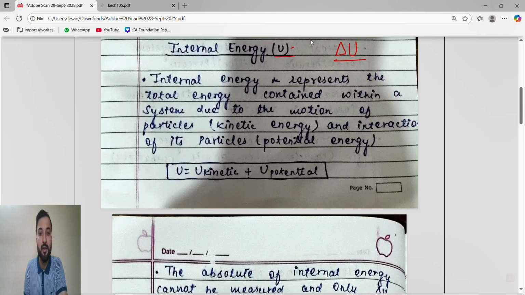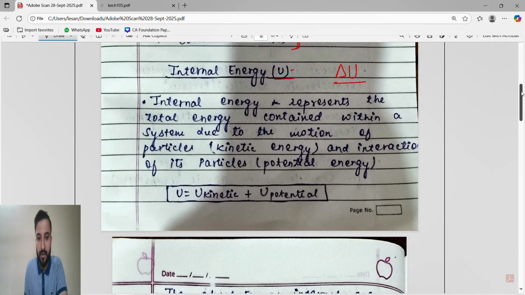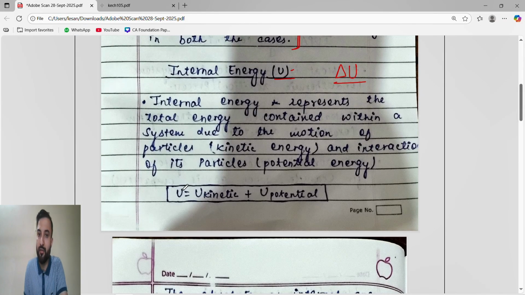Fine. So internal energy is denoted by U. Internal energy is kinetic energy plus potential energy. So see, we will write from here till here in the notes.